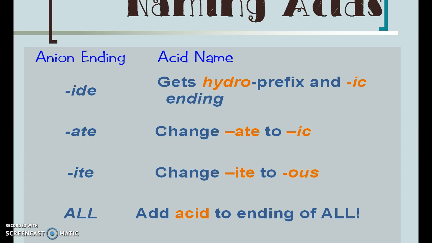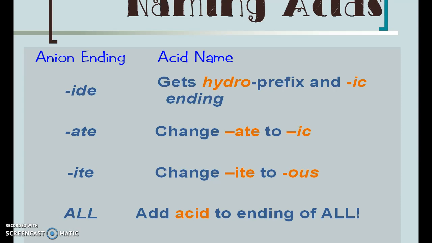And so I need to do hydro in the beginning. And my ending will get changed to ic, and then I add the word acid. So hydrochloric acid, HCl. All right. So the Cl is a monatomic ion, so that's why there's hydro in the front. And we change the ide to ic, and then we add acid. HCl, hydrochloric acid.